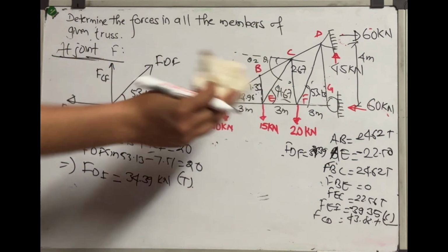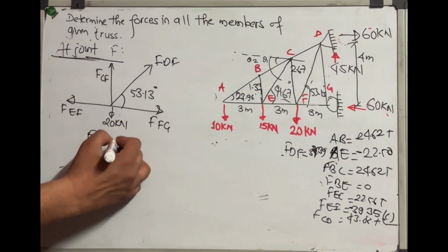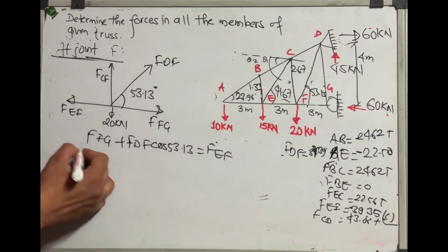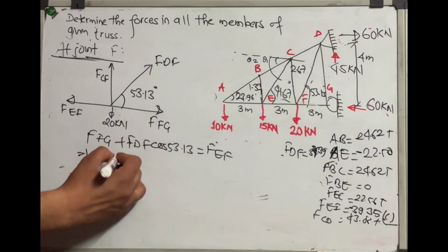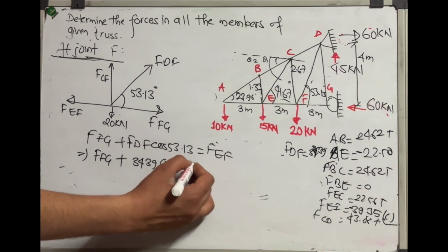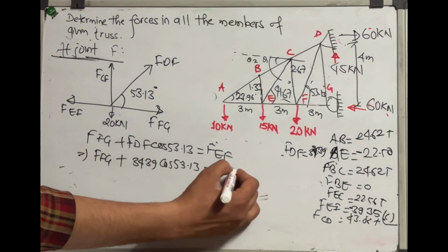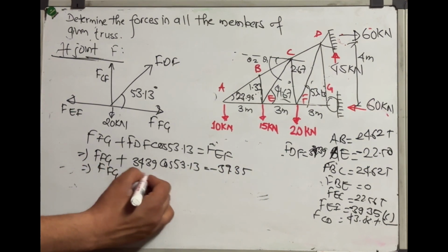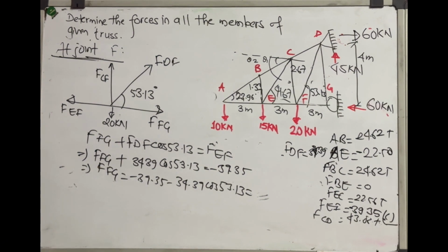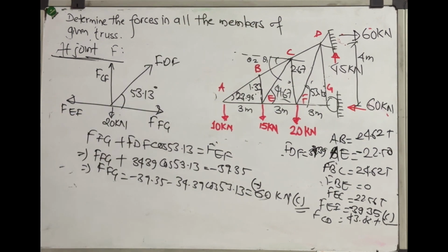So 34.39, you have to use this and find FG, right? Using the summation of forces in the x direction, FG plus FDF cos 53.13 is equal to FEF. FG is unknown, plus FDF which you determined recently, that is 34.39. This is tensile, so you take it positive, cos 53.13 is equal to FEF. EF you have already determined, negative 39.35, right? So FG will be negative 39.35 minus 34.39 cos 53.13. It will come out to be about 60 kilonewton negative. This is negative, so it is compression. So FG value will be negative.